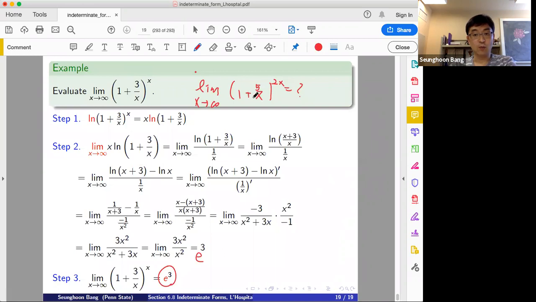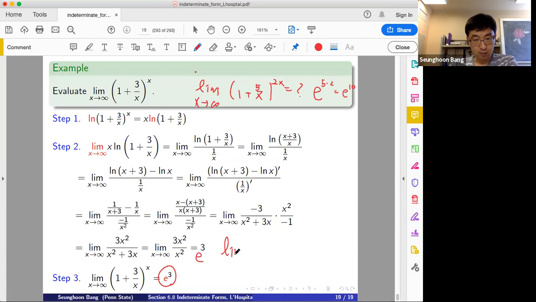What is 1 plus 5 over x to the 2x? The answer is 2 to the e to the 5. It's a good guess. How about other students? Do you have the same answer or not? e to the 5? The answer is e to the 5 times 2, e to the 10. So we have one good shortcut.